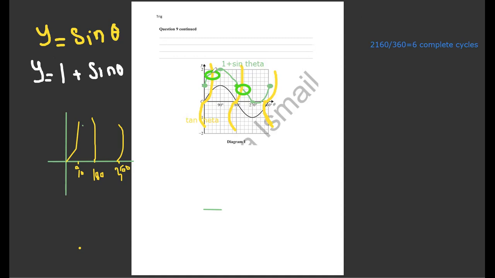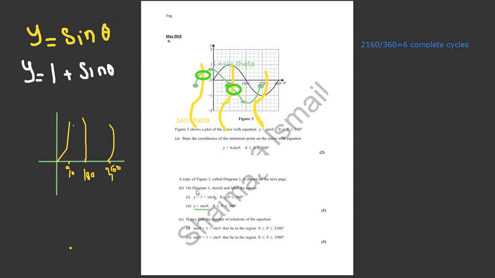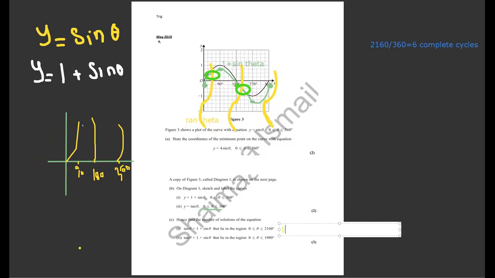green. Okay, in each one we have 6 complete cycles, so we take this 6 and multiply it by 2 to know how many solutions for this. So we have 12 solutions for this part. If he asks again how many solutions in this part, we have 12. Each cycle has only 2, and we have 6 cycles.